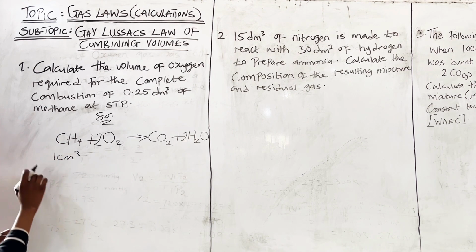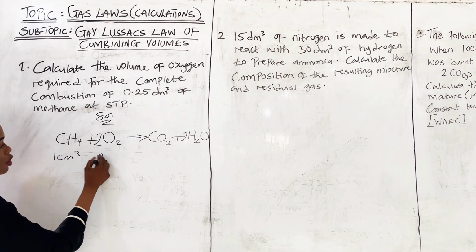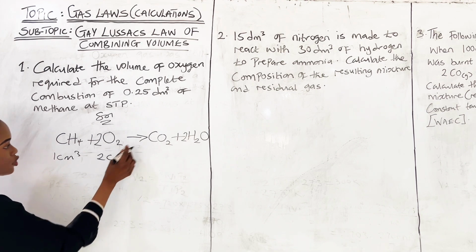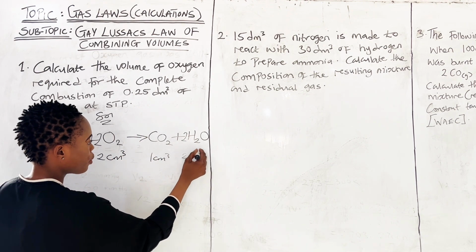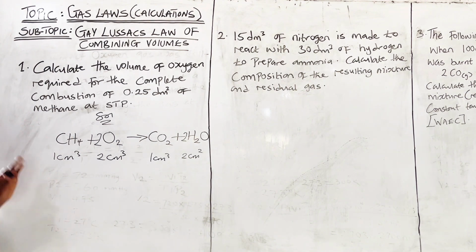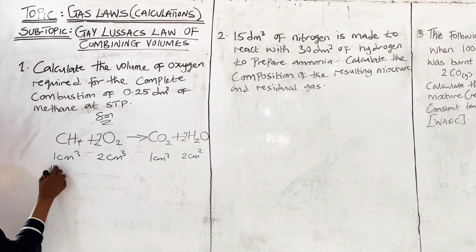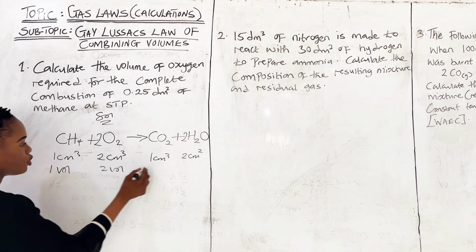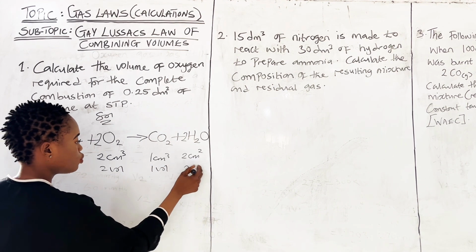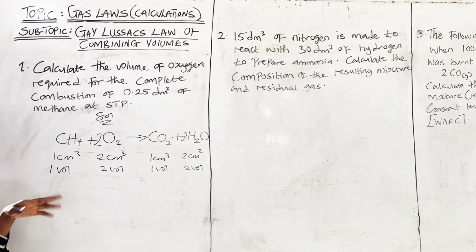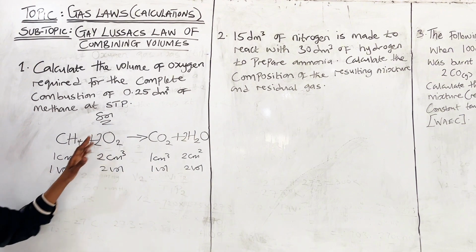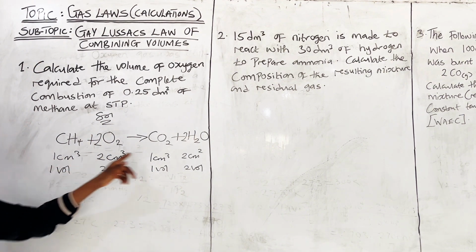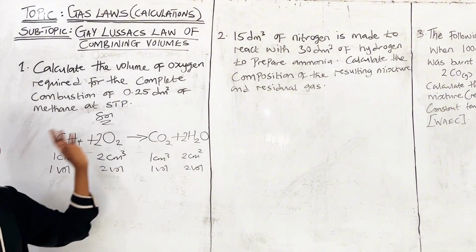It's an invisible 1. So 1 cm cube, 2 cm cube, 1 cm cube, and 2 cm cube. Okay, so that's 1 volume, 2 volume. So let me just put that here: 1 volume, 2 volume, 1 volume, 2 volume. Okay, so please take note. Whenever you write your equation, always remember to balance. If you don't balance it, you cannot get this right. So when you write your equation, balance it.